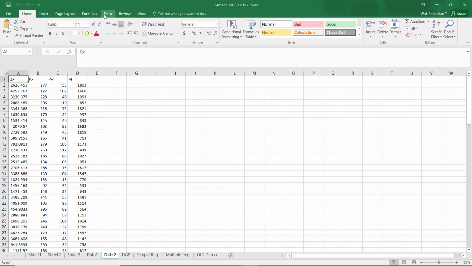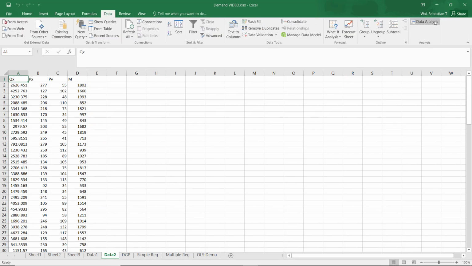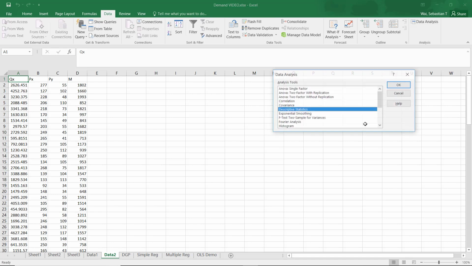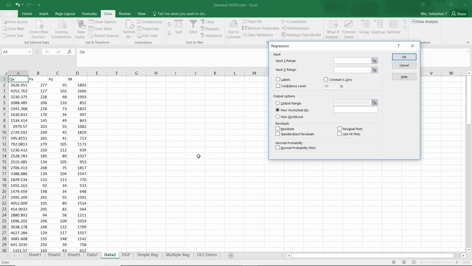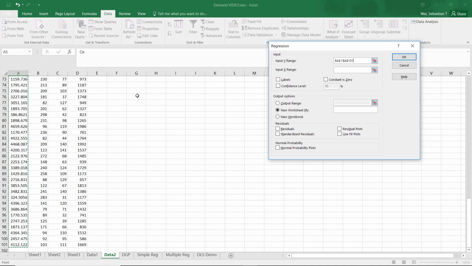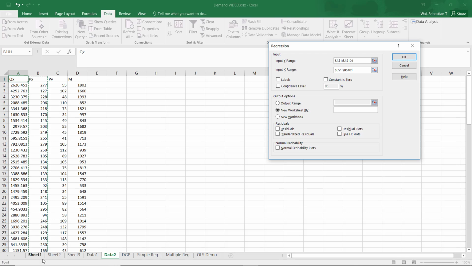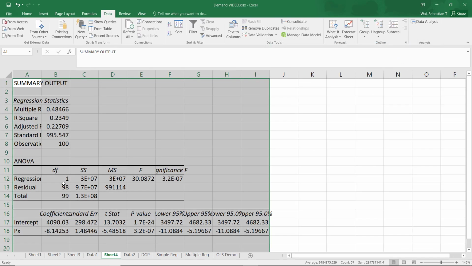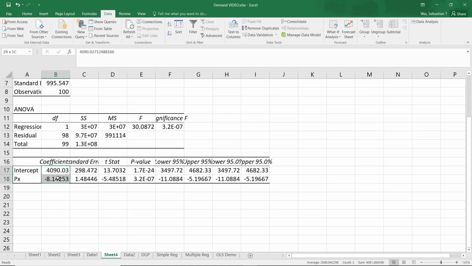I'm going to run a regression using this data by going to Data Analysis, Regression. For the Y range, I'm going to select the quantity column, Control-Shift-Down to select the entire thing, and for the X range, I'm going to select the price. Notice that for both of these, I am including the top line, so I'm going to click Labels, and then run the regression.